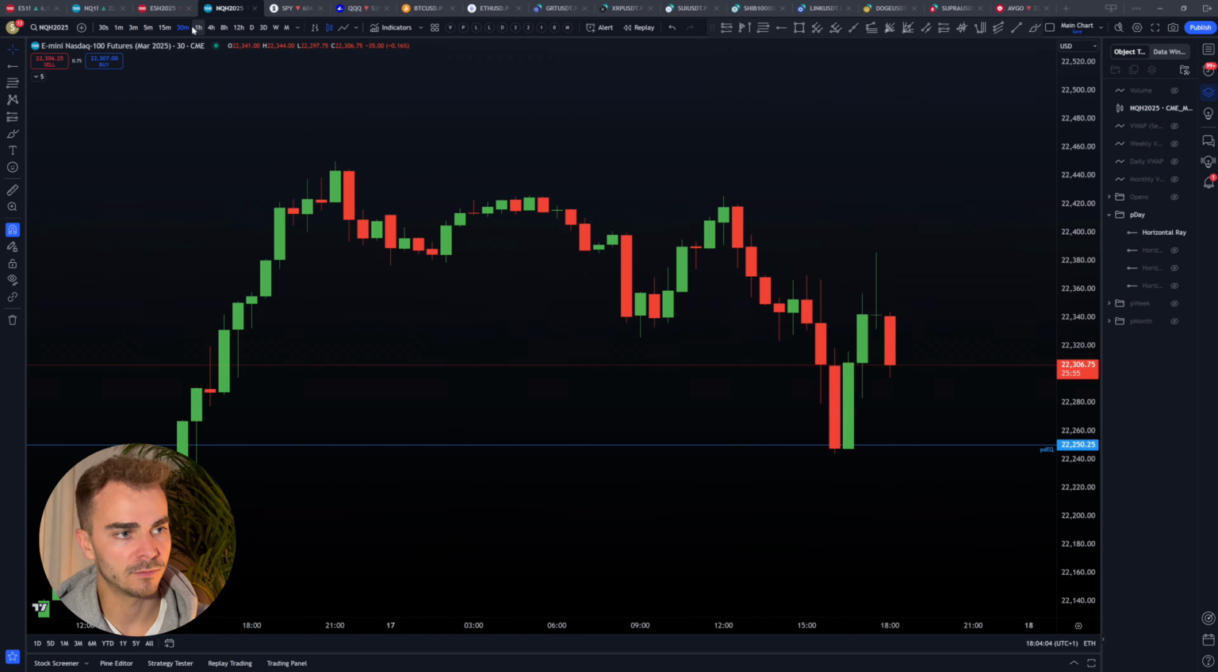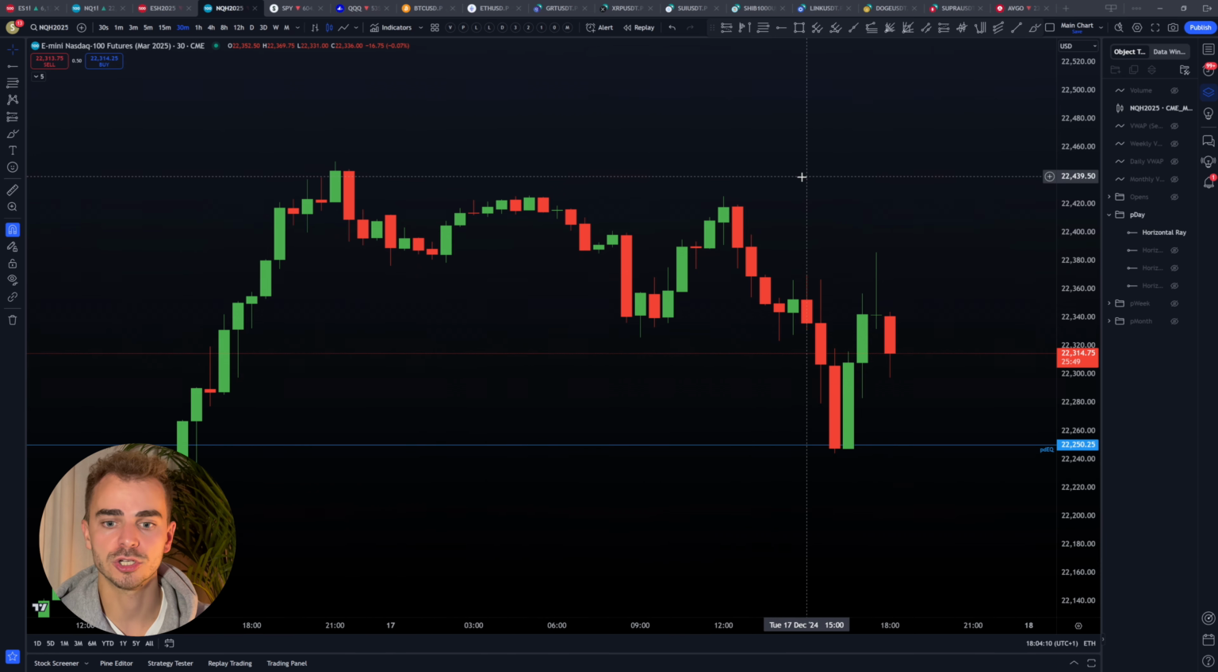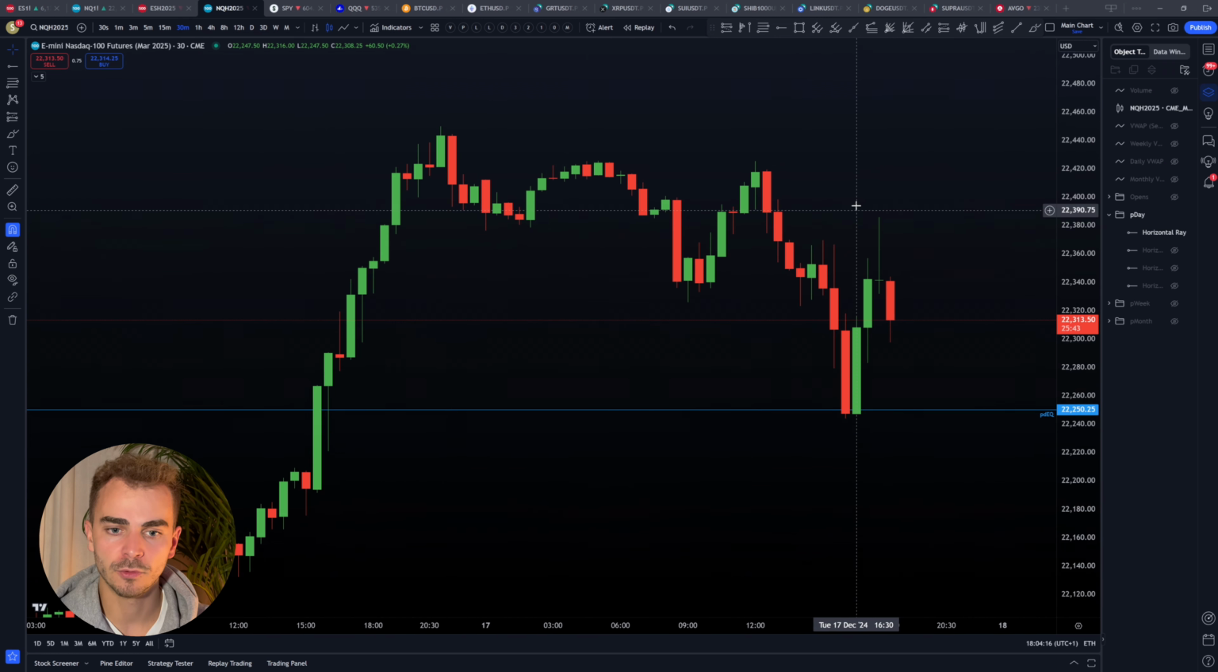On TradingView, we have the option to select different time frames for different market auctions we want to see. At the moment, it is selected to a 30-minute time frame. That means for every 30 minutes, we will get a new candle being printed.